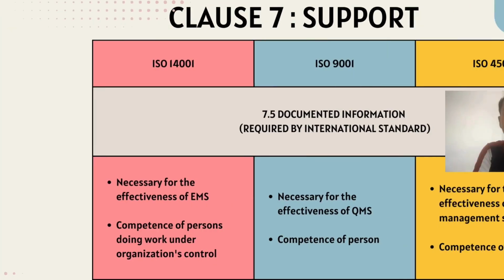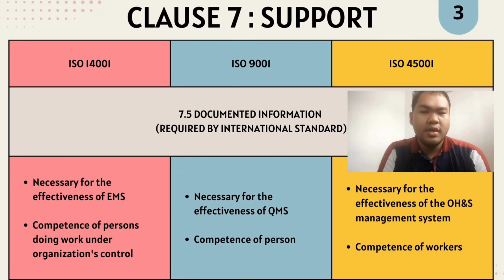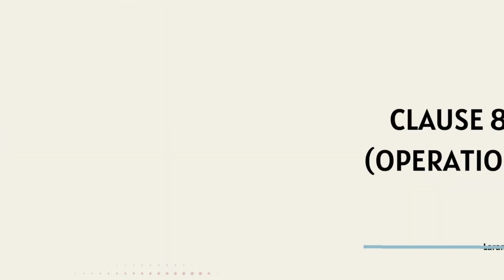Next is 7.5 Documented Information required by the international standard. For ISO 14001, it is necessary for the effectiveness of the EMS and competence of persons doing work under organization control. For ISO 9001, it's necessary for the effectiveness of the QMS and the competence of persons. For ISO 45001, it's necessary for the effectiveness of the OH&S management system and competence of workers.